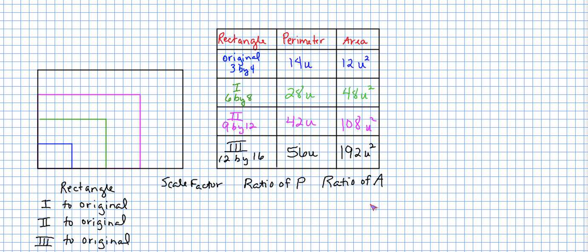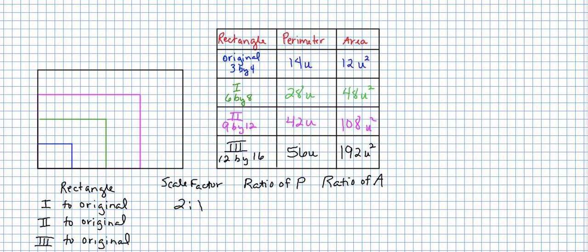Now, what I want to do is write the scale factor, the ratio of the perimeters, and the ratio of areas for all these pairs of similar rectangles. And I'm going to use my powers of inductive reasoning and see if I can figure out a pattern. So, let's start with the scale factor here of 1 to the original, okay? 1 to the original, that's 6 to 3 or 8 to 4. Either way, we get 2 to 1. So that scale factor is 2 to 1.